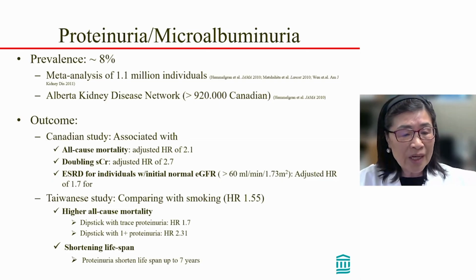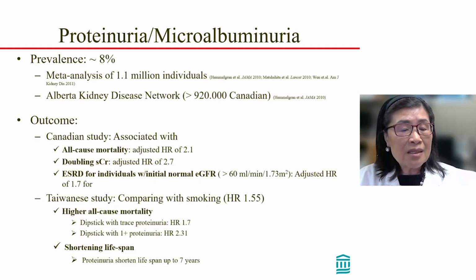One thing I want to point out here is a Taiwanese study, which I think is incredibly interesting. The Taiwanese study focused on a head-to-head comparison of proteinuria and cigarette smoking. As we all know, we have been very successfully doing cigarette cessation globally, and I'm very happy with it. However, when Taiwanese researchers looked at cigarette smoking and proteinuria, their result shows that proteinuria actually has a higher all-cause mortality compared to cigarette smoking, and the lifespan difference is 7 years, meaning an individual with proteinuria has a lifespan 7 years shorter than those who smoke cigarettes. So while we are promoting cigarette cessation, why not promote checking proteinuria?